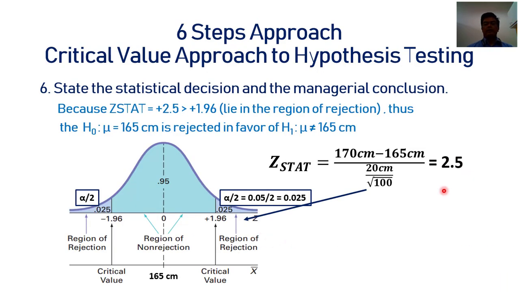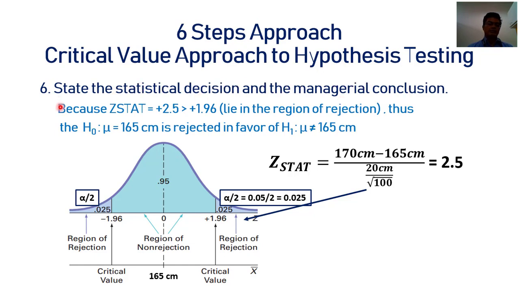After we have the z-statistics of the sample, which is 2.5, then we can already see whether the z-stat of the sample statistics indeed lies in the non-rejection region or on the region of rejection. As we can see, the z-stat equals 2.5, which is larger than the critical value of plus 1.96, which means that our z statistics lie on the region of rejection. Therefore, we go to the 6th step, which is stating the statistical decisions and the managerial conclusions.